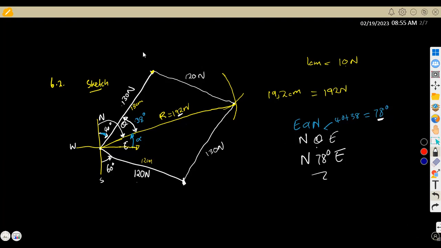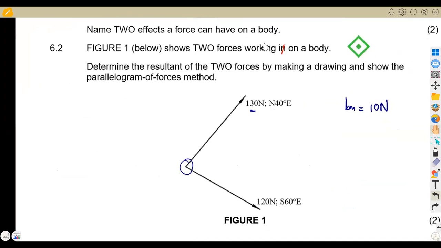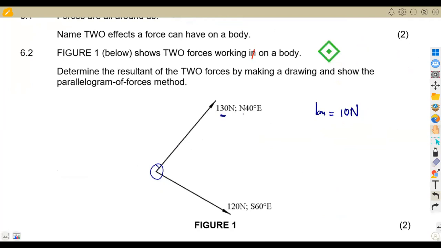If you measure properly, like I said, please make sure you use your instruments properly. This is very, very important, and these are the typical questions that you can actually have. All right, so that was question 6.2. Everything there was just 2 marks. Okay, let's check the other part of the question.